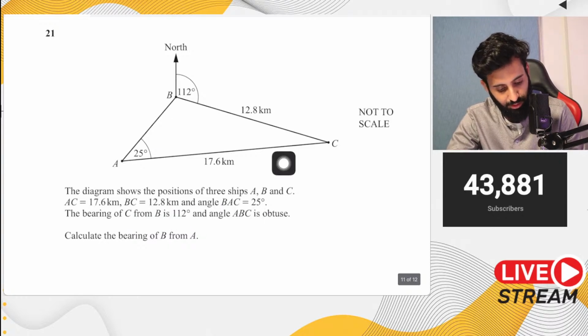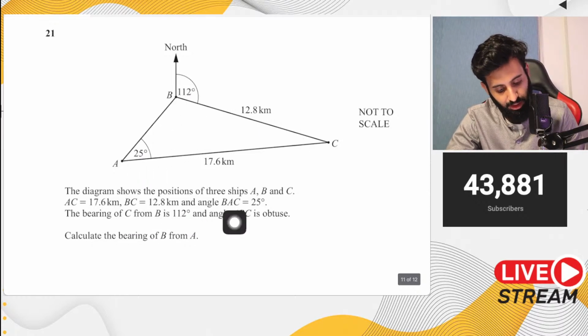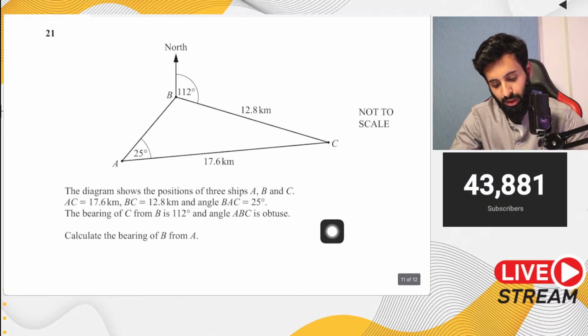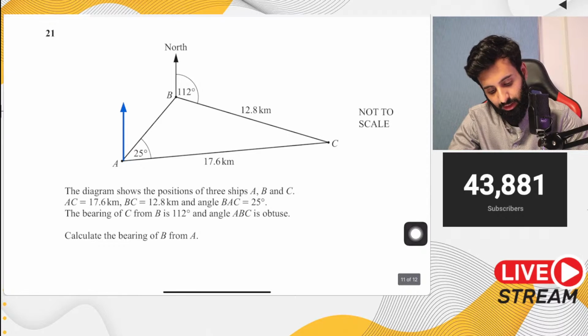So BAC is 25 degrees. The bearing of C from B is 112. You can see that, and ABC is an obtuse angle. Again, you can see that. Calculate the bearing of B from A. So technically, what we have to calculate is this. We need to calculate this angle.